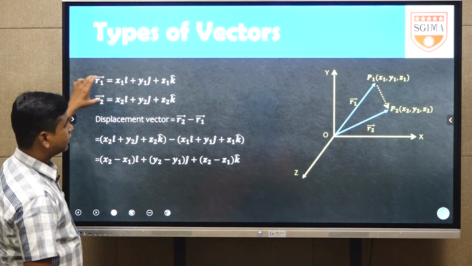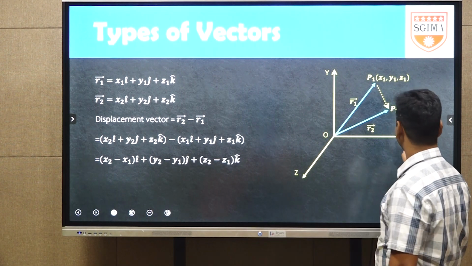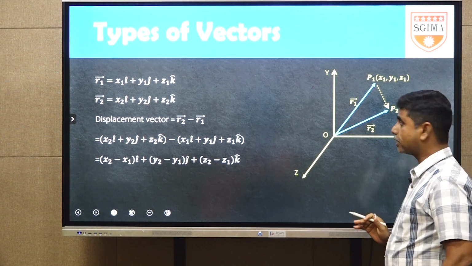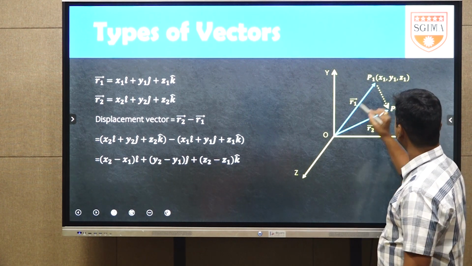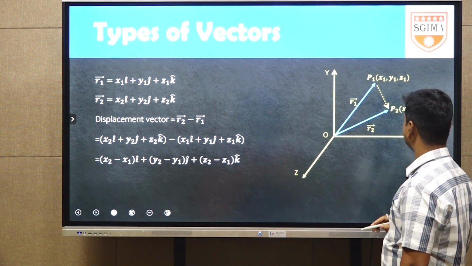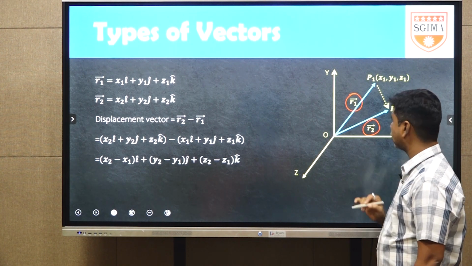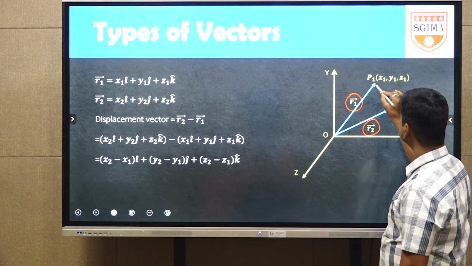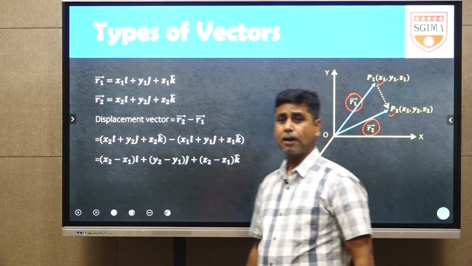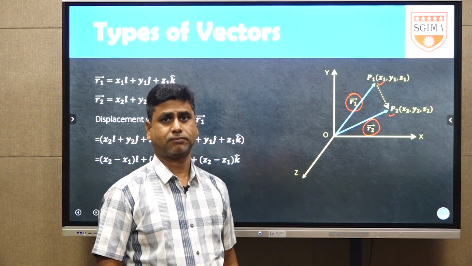Next, same here. If you observe, the vector representation is also taken in 3-dimensional space with the x-axis, y-axis, and z-axis. A 3-dimensional coordinate system is considered here. The first point is P1 (x1, y1, z1) and the second is P2 (x2, y2, z2). The first vector is named r1 bar and the second vector is r2 bar. The initial position is P1 and the final position is P2. The particle is moving from the initial position to the final position.